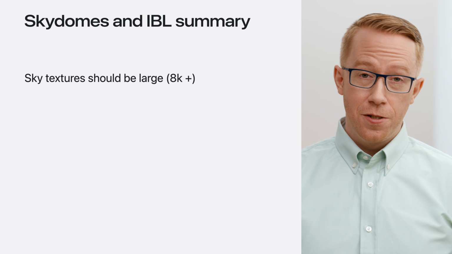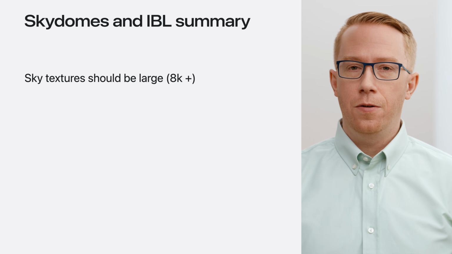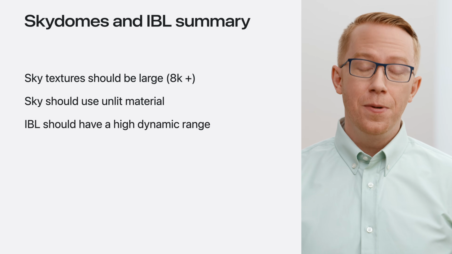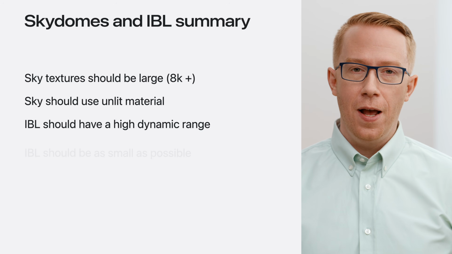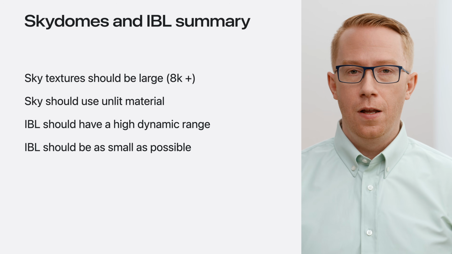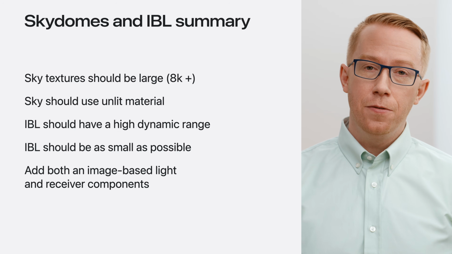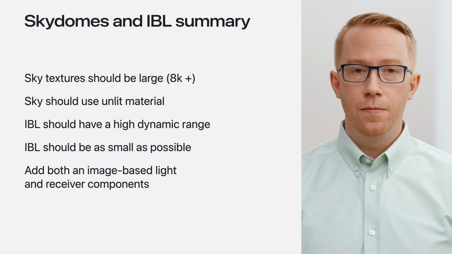To recap, your skybox should be a large, low dynamic range texture, ideally using an unlit material. Your IBL should be an HDR texture in lat long format, ideally at a low resolution. And you'll need both an image-based lighting component and receiver in order to see an effect.